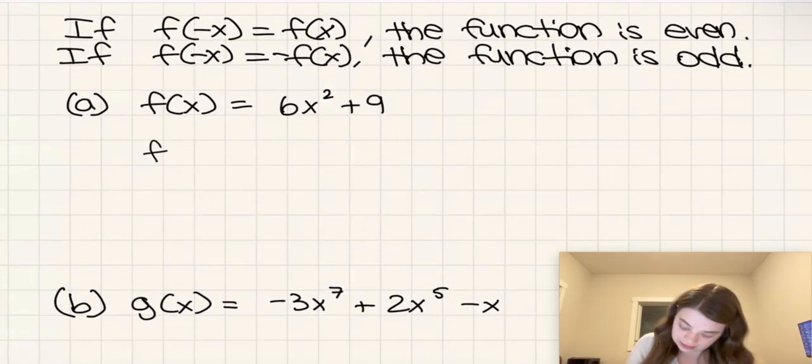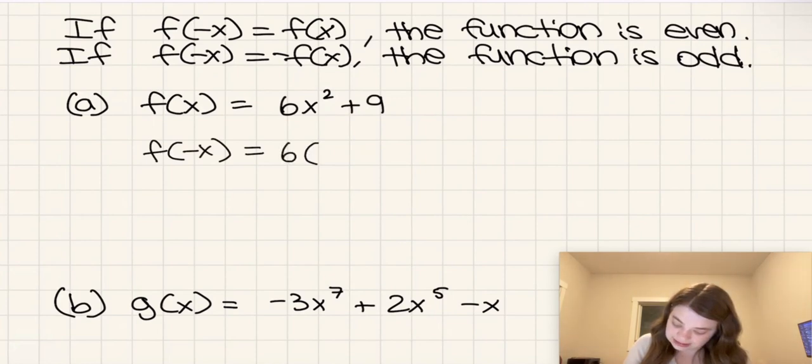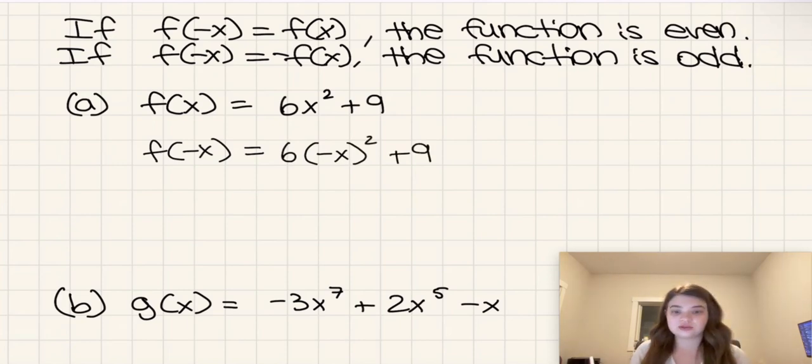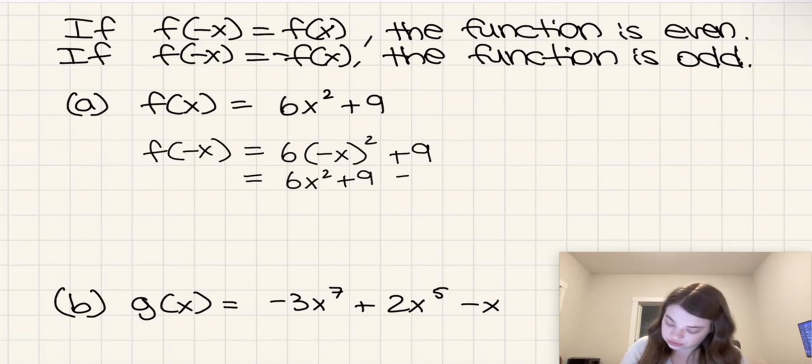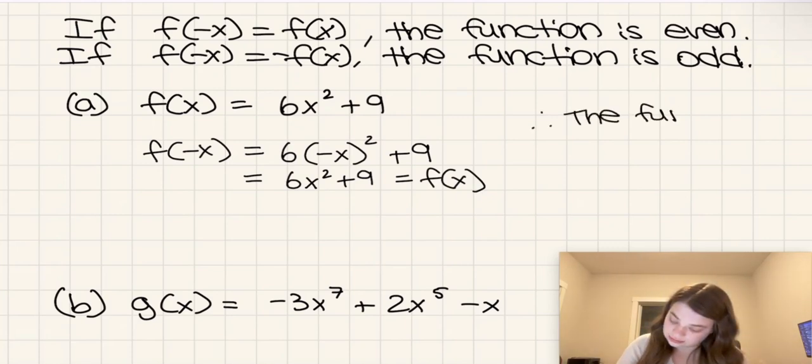Okay, so let's find f of negative x of this first one here. So f of negative x is equal to 6 times negative x squared plus 9. Now, negative x squared is just x squared, right? Two negatives make a positive when we multiply. So we get 6x squared plus 9. And you'll notice 6x squared plus 9 is just equal to f of x. And so therefore, this function is even.